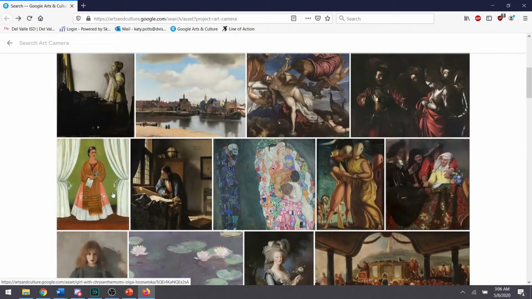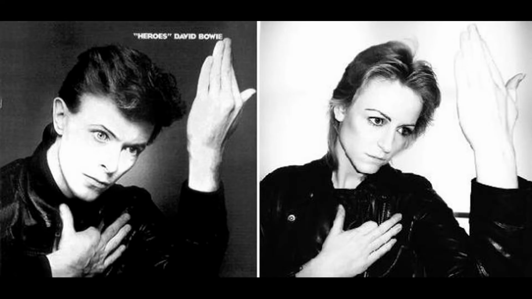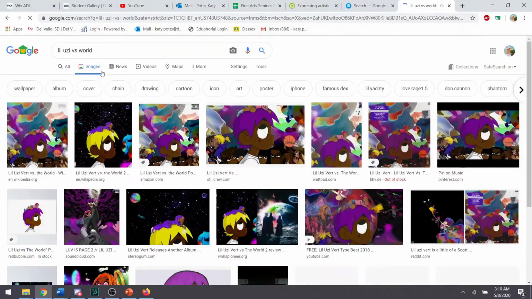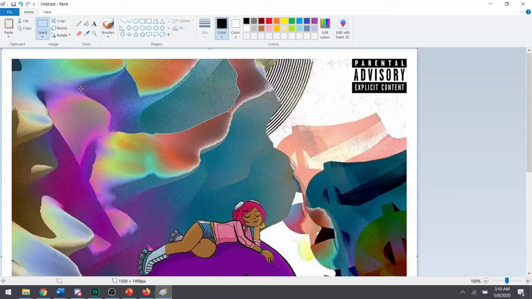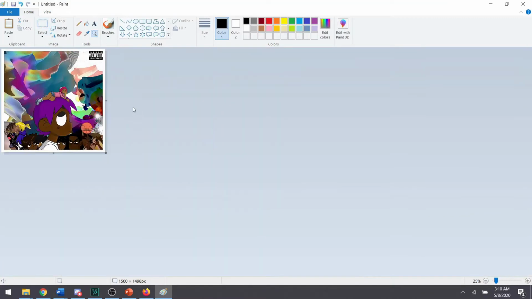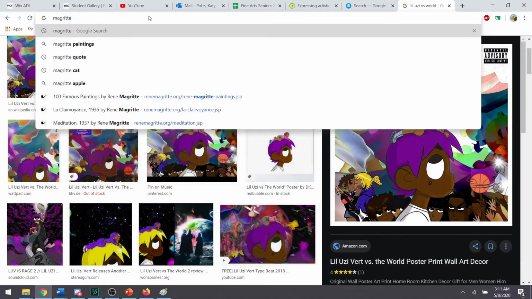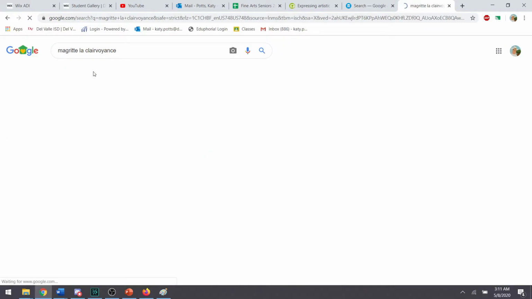Or you could ask yourself, what is the art you interact with on a daily basis? For example, album covers, movie stills, even memes. These are all examples of artistic vision that could be recreated by you. For my examples, I will be recreating the popular album cover Lil Uzi vs. the World by Ferris and Brian Lee O'Malley. I will also be recreating the painting La Clairvoyance by surrealist artist René Magritte.